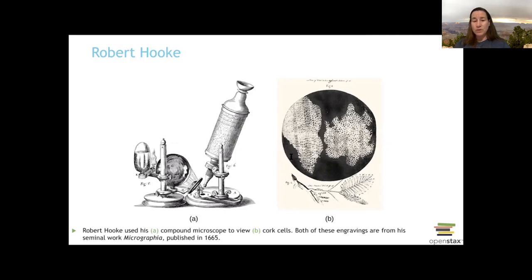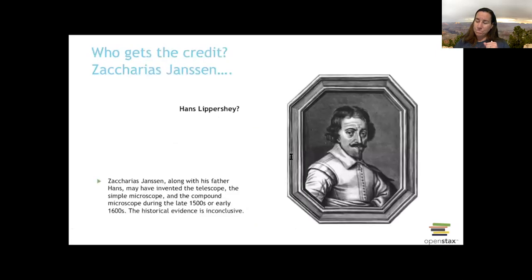So Robert Hooke, his claim to fame is that he came up with the name for cells, from his discovery, from looking at all of these different thin samples of plants, of cork, and then he published it in his book, Micrographia. So we said Galileo used the telescope. He gets credit for the telescope. What about the microscope? Who gets the credit for the microscope?